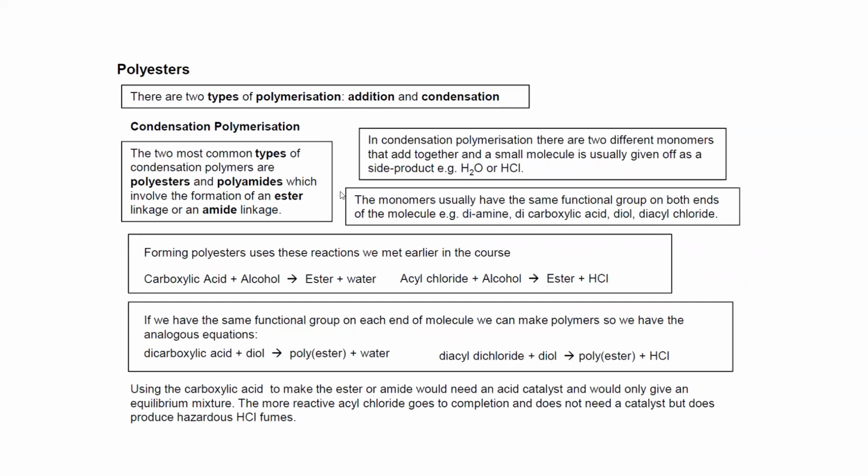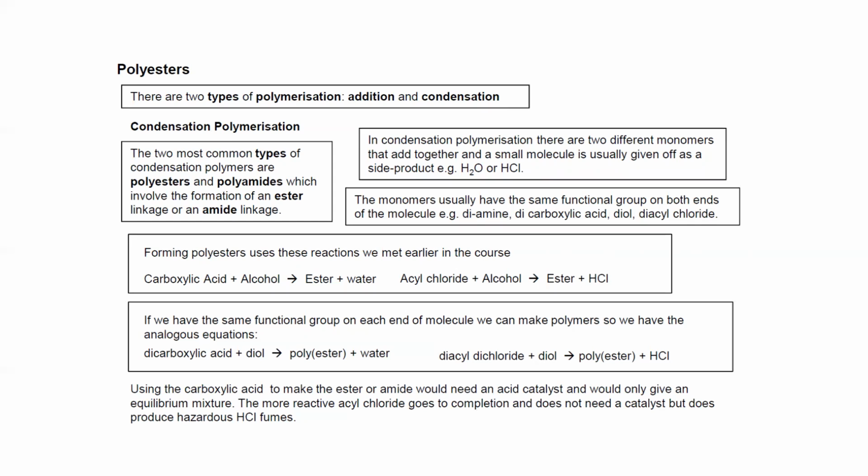Then polyester or polymerization. Basically when small molecules join to form a long chain compound, this process is known as polymerization. There are two types of polymerization: addition and condensation. Addition polymerization occurs in alkenes, and condensation polymerization can occur when carboxylic acid is reacting with alcohol, when alcohol is reacting with another alcohol, or amine is reacting with carboxylic acid, or even acyl group is reacting with alcohol.